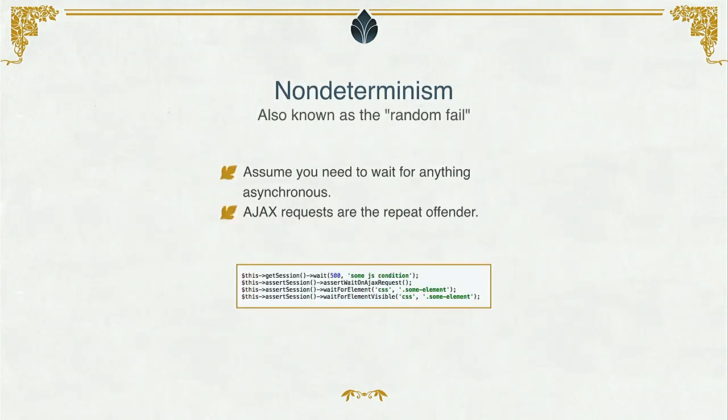One of the issues that does come up with JavaScript test base is non-determinism, and in the queues that's kind of known as the random fail. And that's really about the fact that we do have this browser doing stuff in the background, and it behaves like a browser with respect to things like asynchronous JavaScript. So the repeat offender is Ajax. If you go and fire some Ajax request, the response that comes back and even things that happen after that, you sort of have to make sure that you're waiting for those things to happen. And there's a bunch of helpers shown here where you can wait for some precondition on the page to have completed before continuing on with the test.